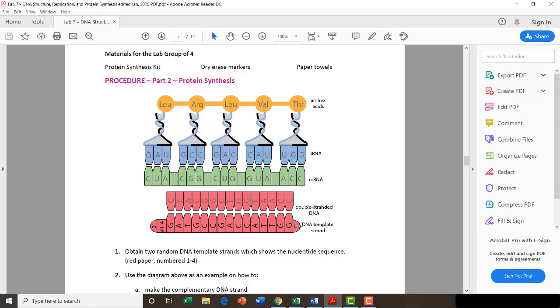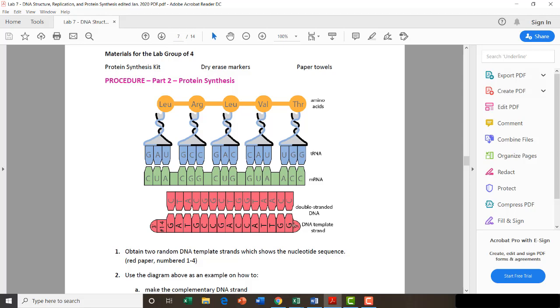Let me pause for a moment and make it very clear. Now I am talking about protein synthesis. This is completely different from DNA replication. The two processes do not happen together. They are separate. DNA replication happens before the cell divides. Protein synthesis happens all the time in the cell, whenever the cell needs to make a protein, okay? So once we've got that straight, let's go back here.